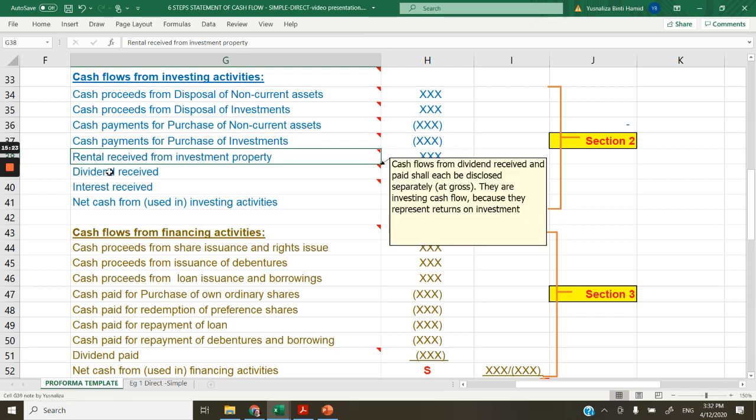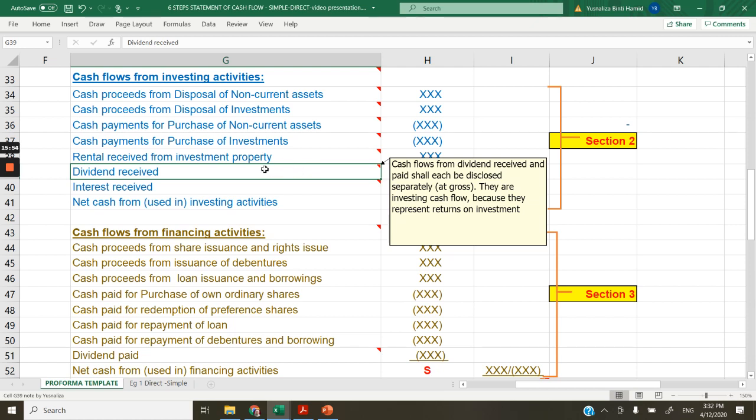The next one is dividend received. You have an option that you can show the dividend also as part of the operating activities. Under MFRS 107 or IAS 7, the cash flow, the dividend received and dividend paid shall not be shown at the net effect. Dividend received must be disclosed separately.